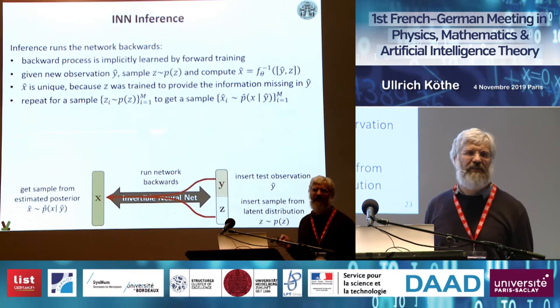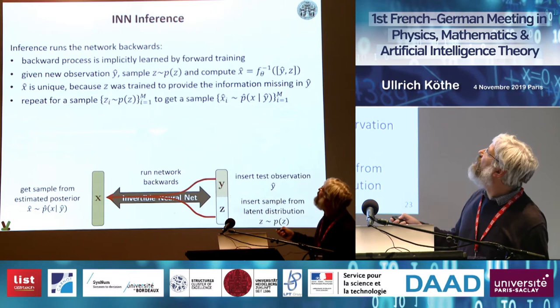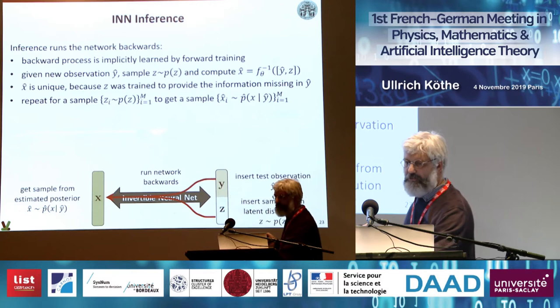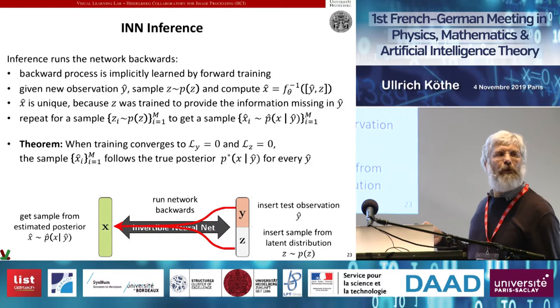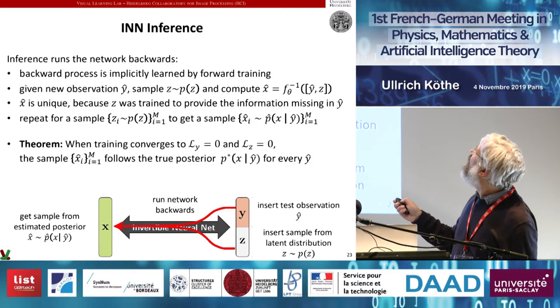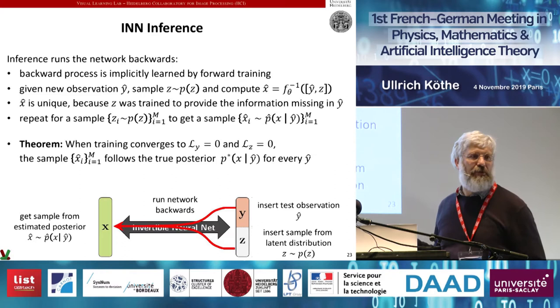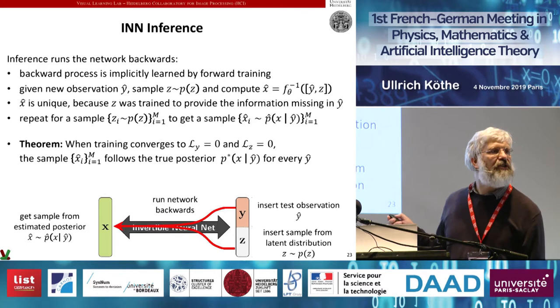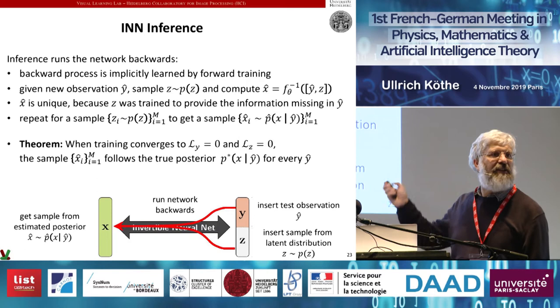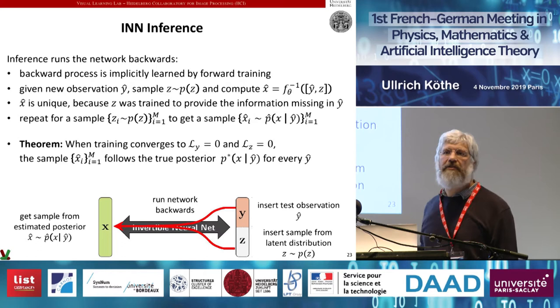We can repeat this for many samples from Z and get a sample from the true posterior. And we proved in our paper that when the model is perfectly converged, so the losses are actually zero, then the sample that we get from our inverse network follows the true posterior probability distribution. Of course, in practice these losses are never zero, and we do not yet have an asymptotic theory of how quickly the network converges to the true posterior. So that's one thing. I hope I get some inspiration here from the physicists.